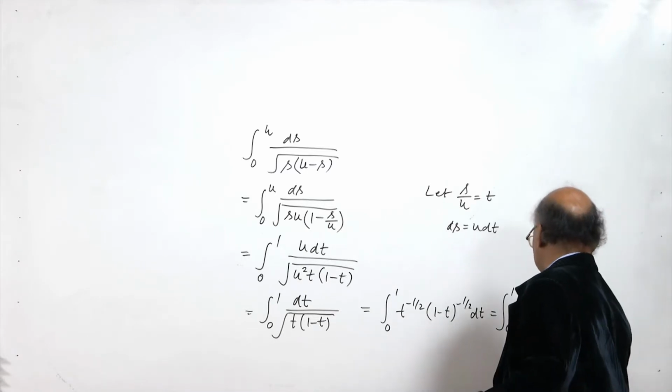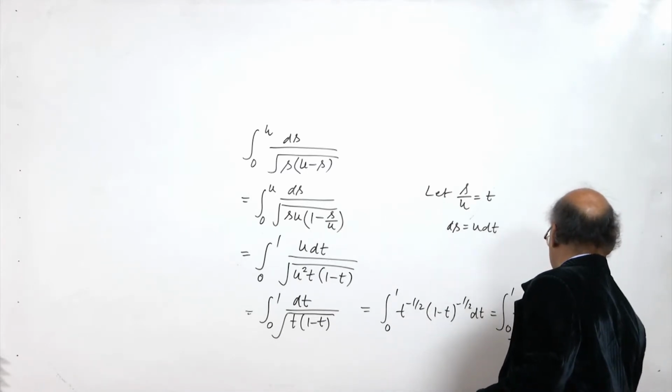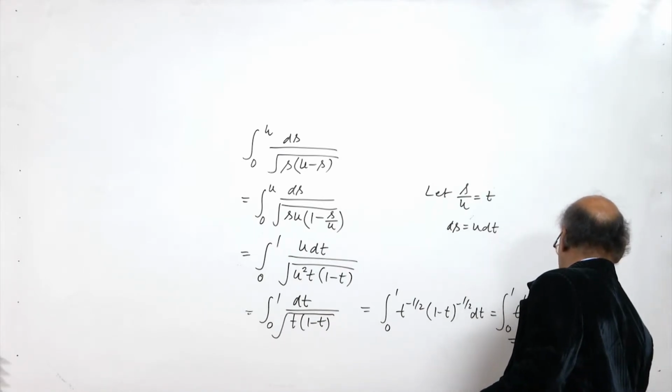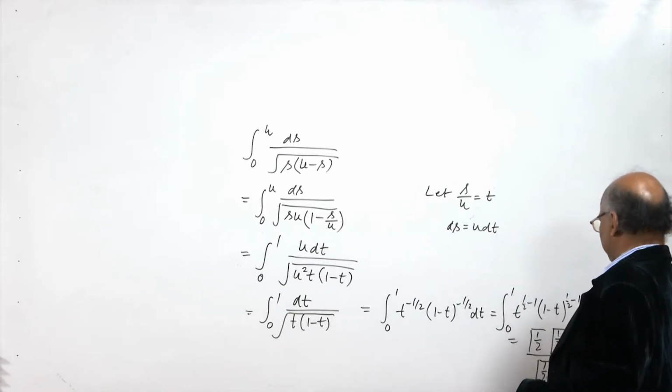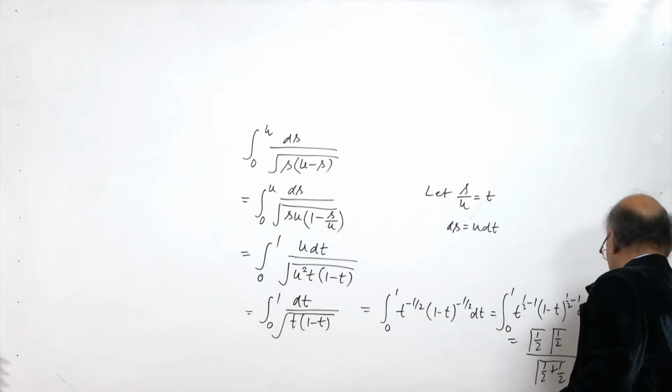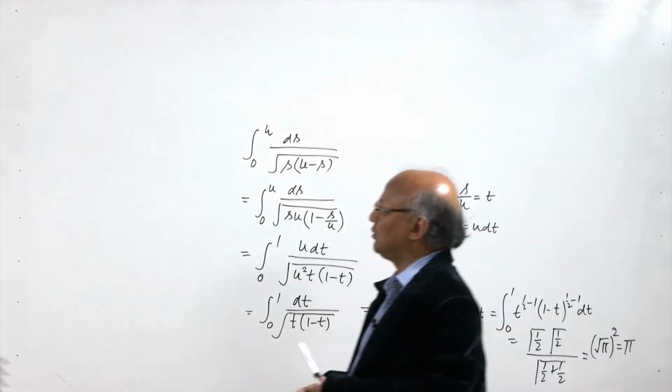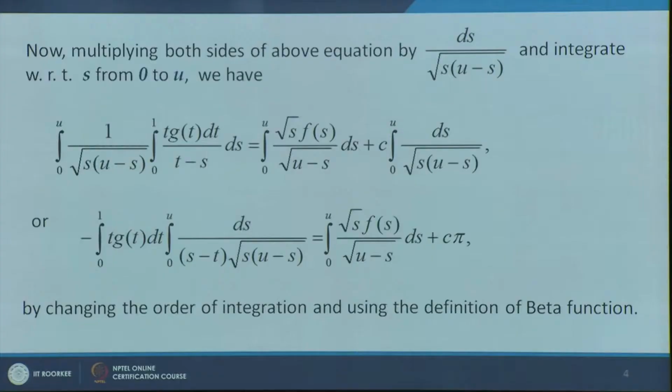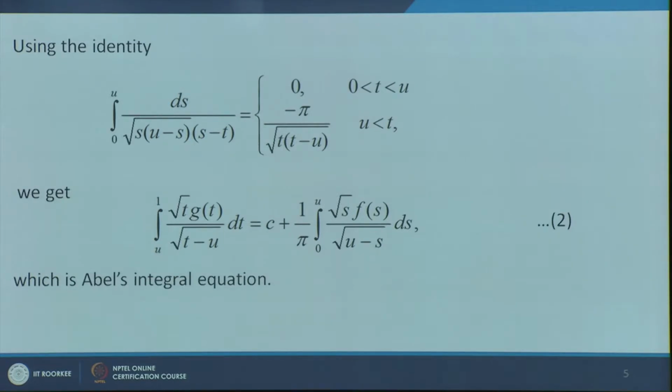So we shall have gamma half into gamma half divided by gamma half plus half, and this is gamma 1 is equal to 1, gamma half is equal to square root pi, so square root pi whole square, so this is pi. So we get c into pi here. So this expression comes after we change the order of integration here and put the value of this integral by using beta function. Now let us make use of this identity which we have proved earlier.